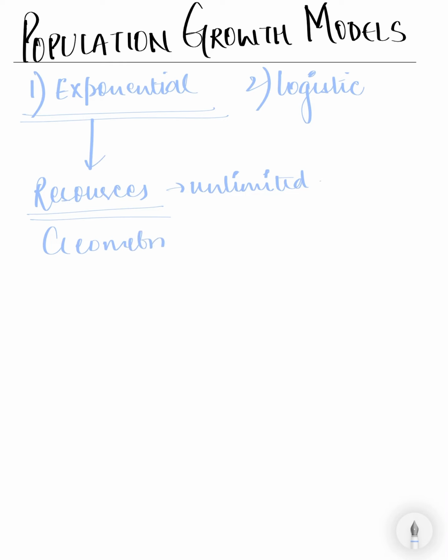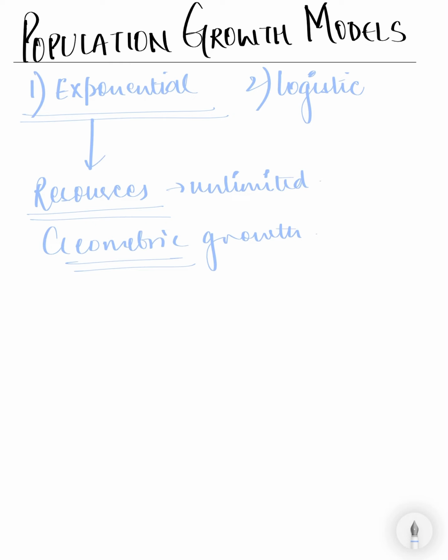First we'll talk about the exponential model. According to this model, the resources in the environment are unlimited. When we talk about resources, we mean the food and the shelter space are unlimited. That is why it shows the growth rate as geometric growth.